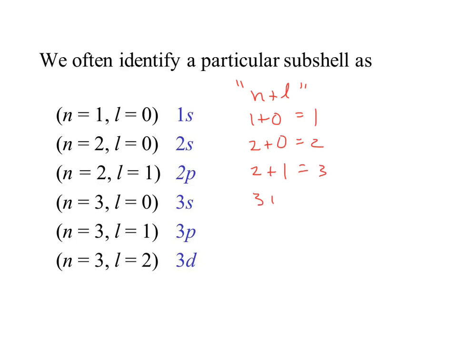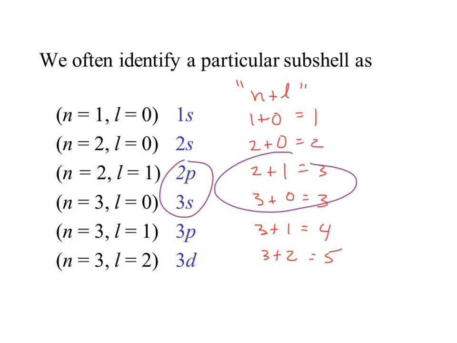3s, the n is equal to 3. Any s type subshell has an l value of 0. 3p, we have 3 plus 1. 3d, we have 3 plus 2, and you see where the 2 came from, from the d. So these are n plus l values of these subshells. Right away we have 2 subshells that have the same n plus l value, and that's okay. I'll tell you how to handle that here in a minute.